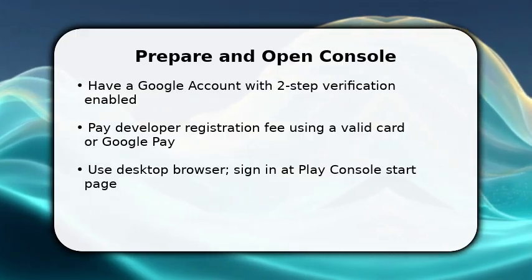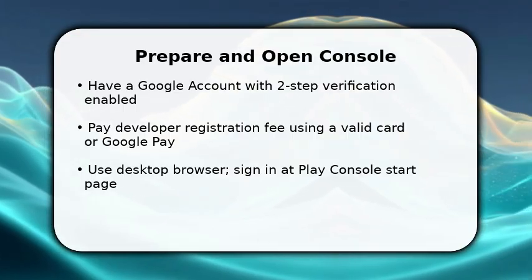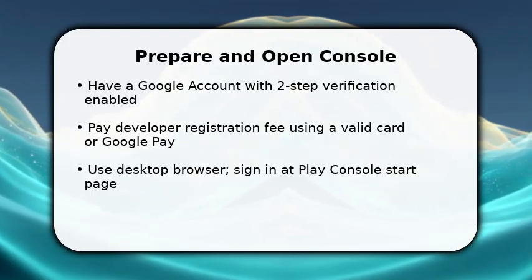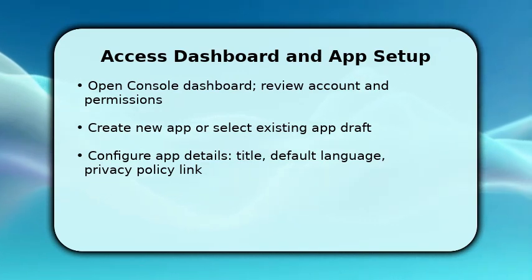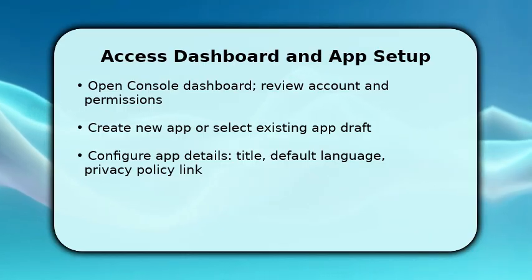Enter basic profile info if prompted, then confirm billing details so the console recognizes you as a developer. This gets you past the lock gates and into the dashboard where publishing happens. Once on the dashboard, check your account permissions and invite any team members with the correct roles, because publishing needs proper access control.